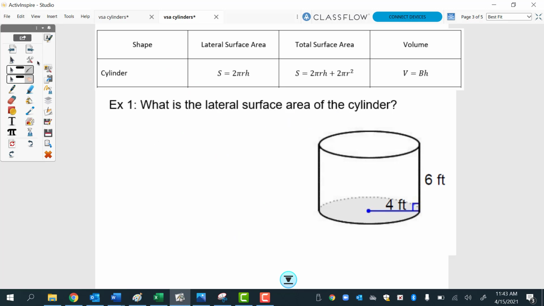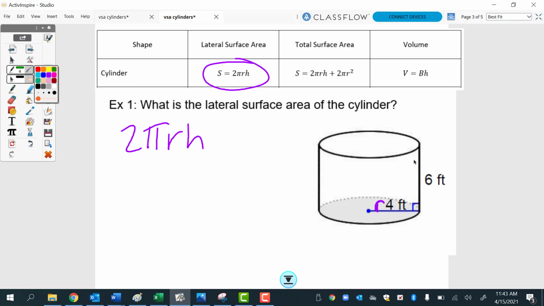So let's actually do one. So we have, what is the lateral surface area of the cylinder? So I'm going to pick the lateral surface area formula. I'm going to write it down. Okay, the 2 and pi, I do not substitute. R and H, I need something for that. So I'm going to label what's R. Well, R is my radius in this cylinder over here. We know that's on the circle. So here's the circle. So that means this is the radius. And the height connects the two circles. So that's on the side over here.